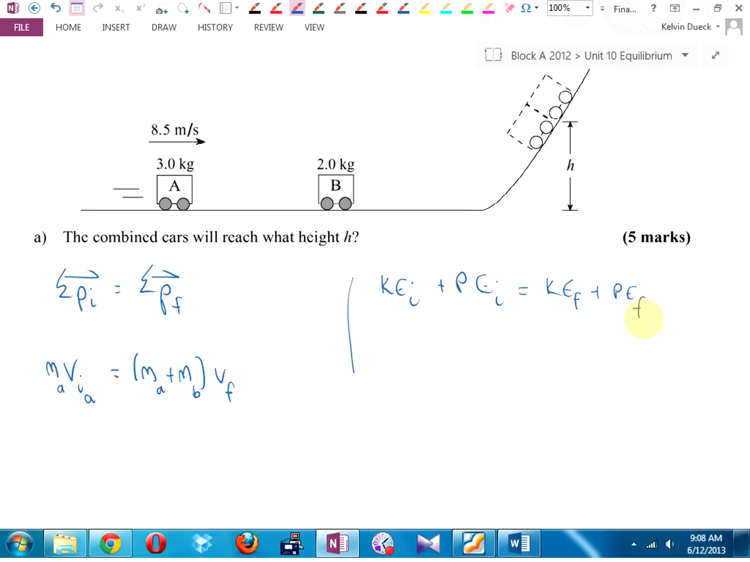Is that okay? You guys are okay solving for H final? We've done that a bunch, I hope. Then we moved on to circular motion and gravitation.